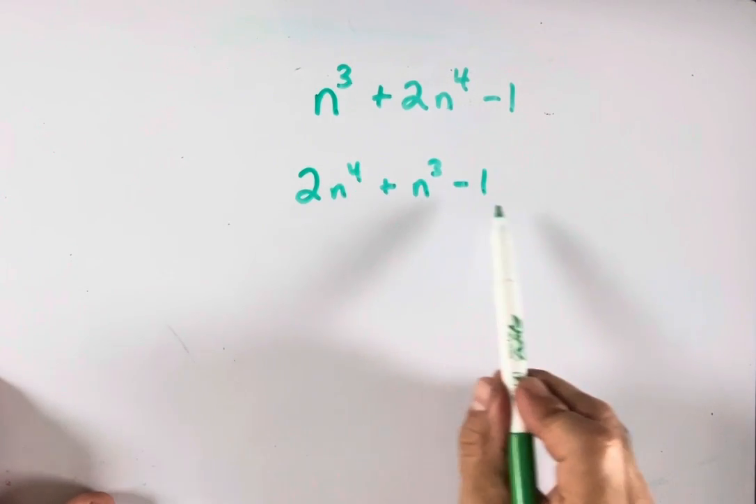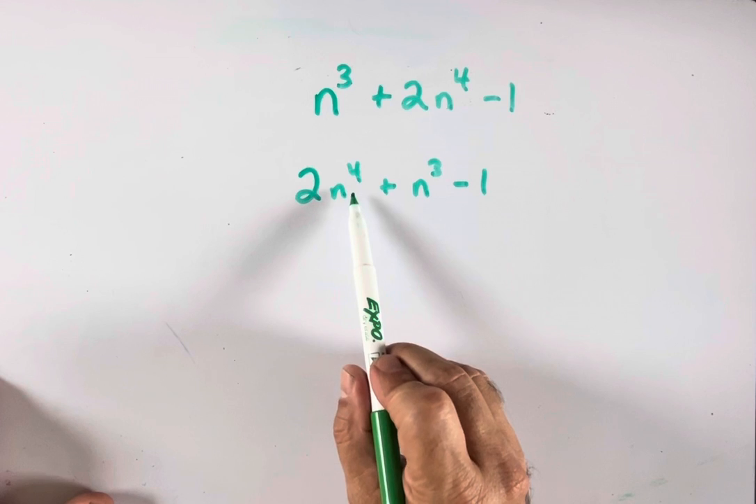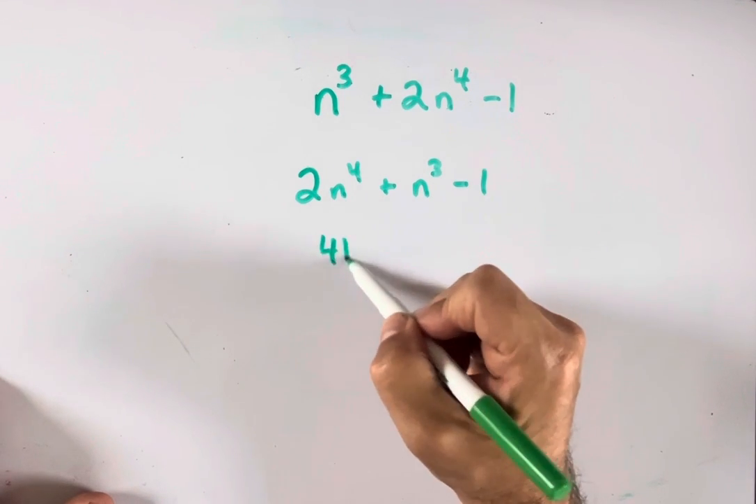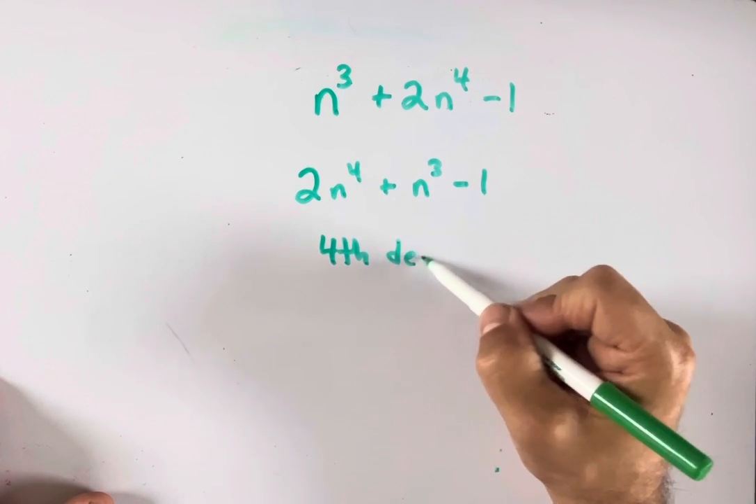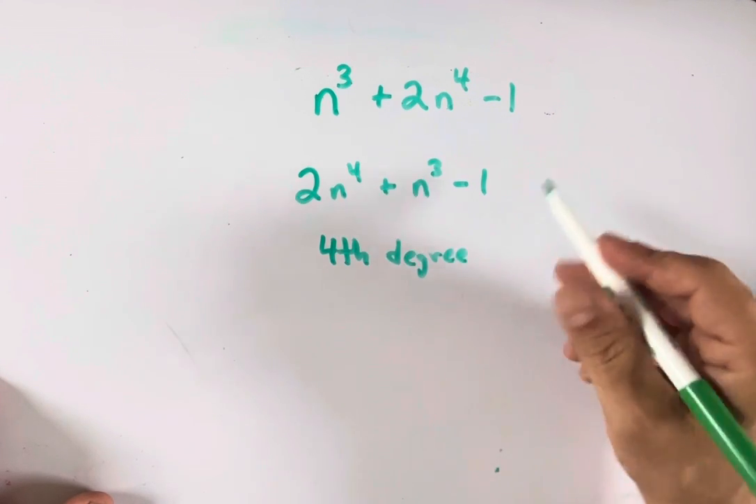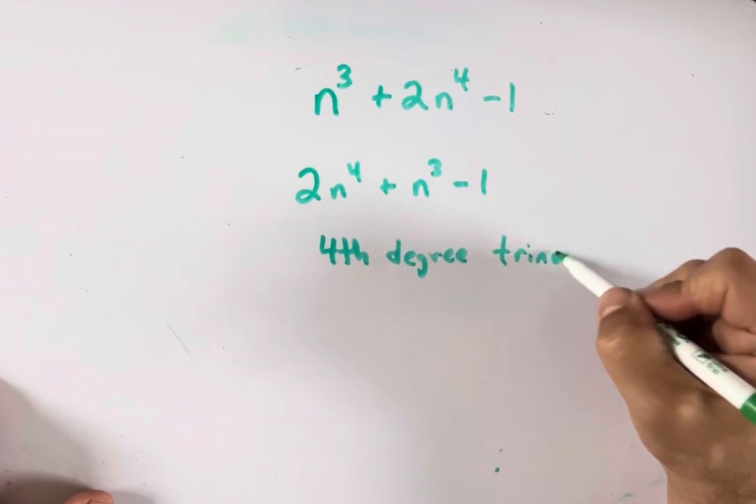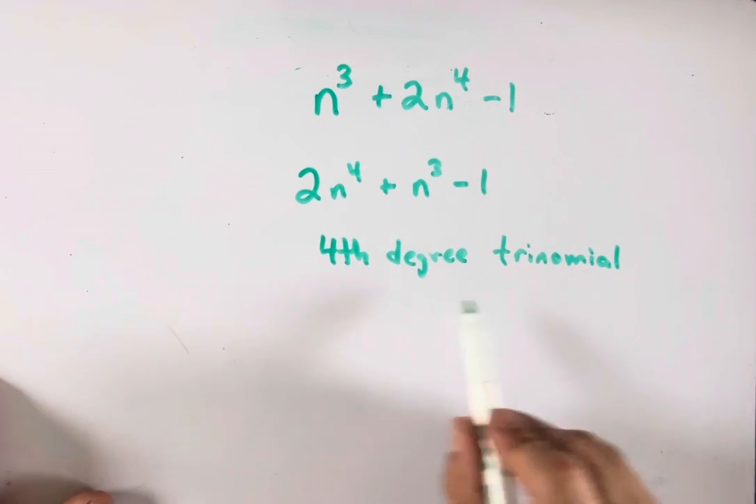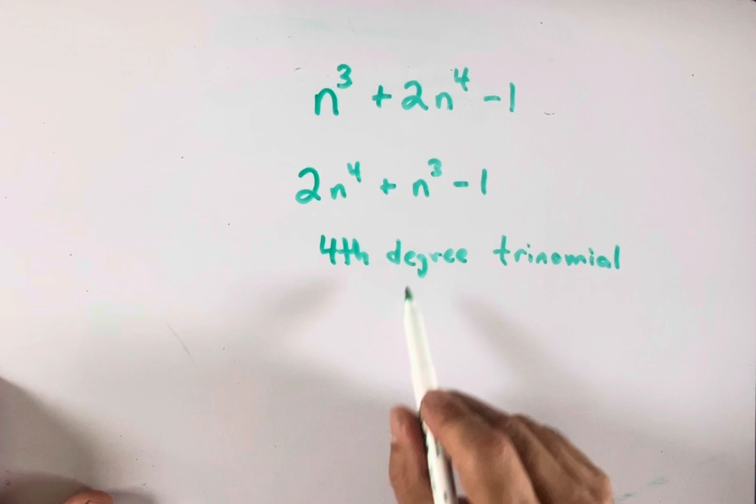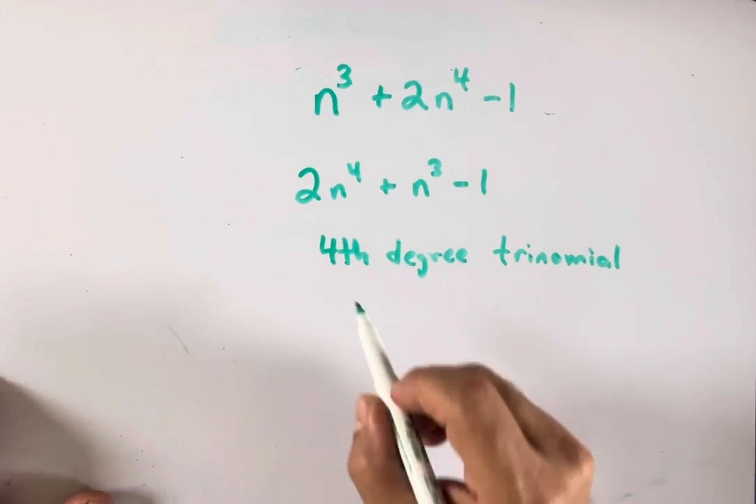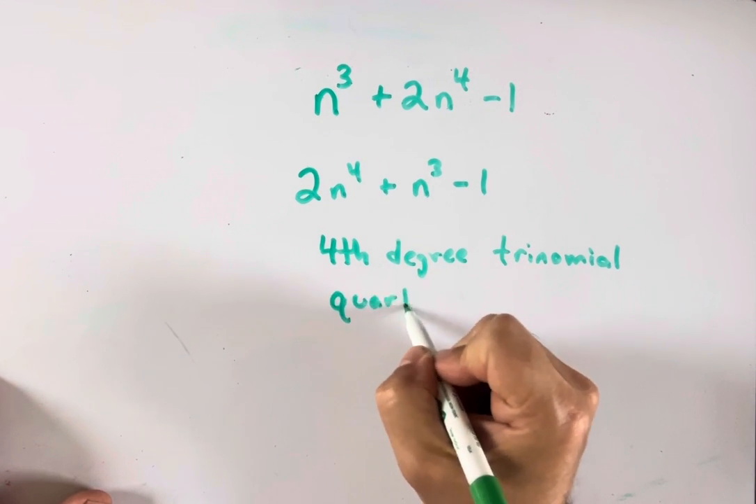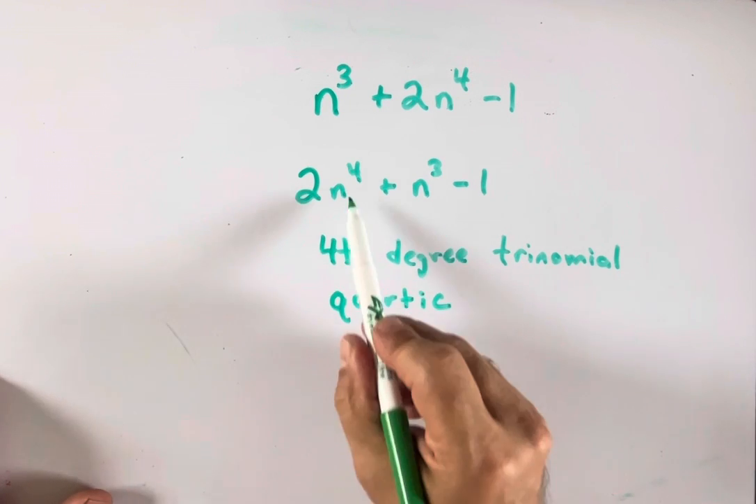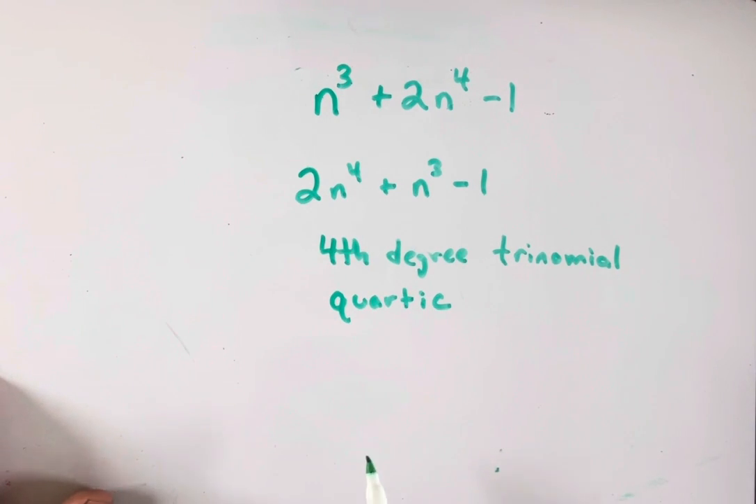Now it's in descending order, highest power first. This is a fourth degree trinomial. And on the quiz, I will put key vocabulary in a little word bank so you'll have access to them. But we do call this a quartic, like we have quadratic, cubic, quartic.